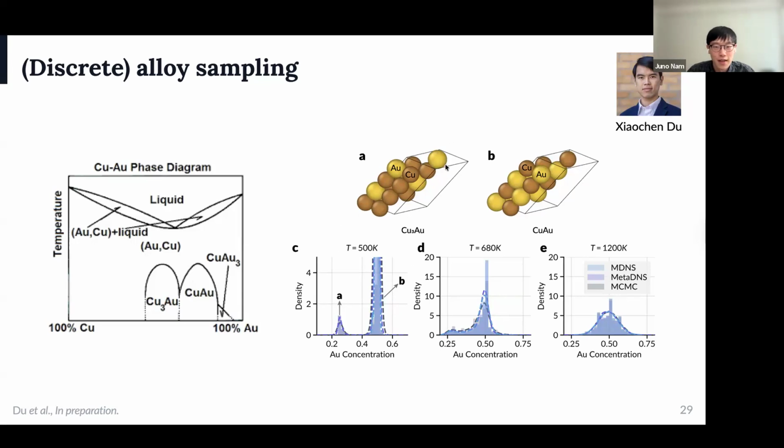at low temperatures. So for example, at a certain temperature, we should get both the copper-3 gold phase and the copper-gold phase, but just using MCMC or a basic discrete sampler, we mode collapse into one mode. But combining this discrete sampler with the well-tempered mechanism can enhance the exploration of modes so that we can reproduce both modes correctly.